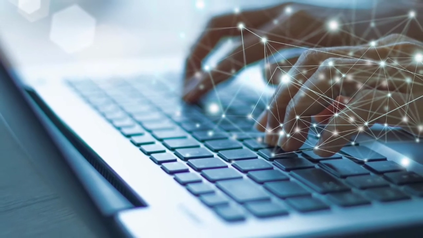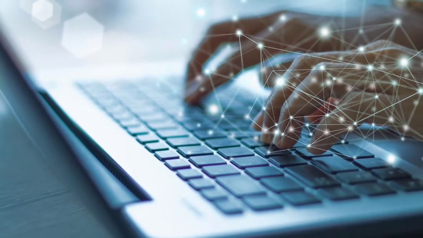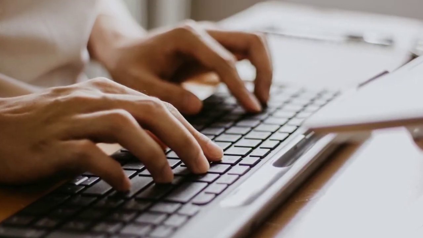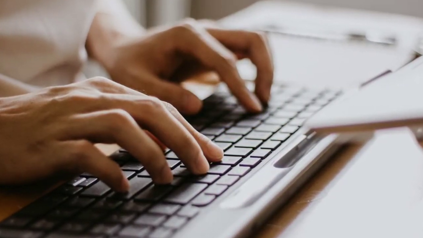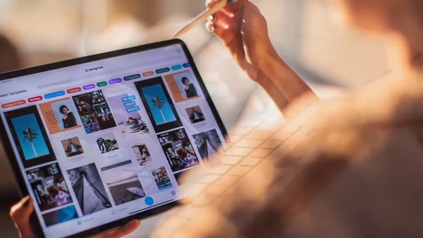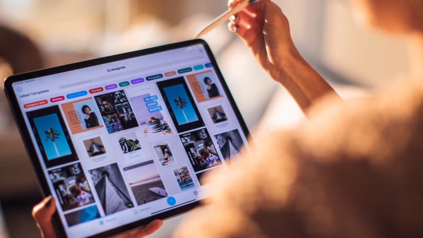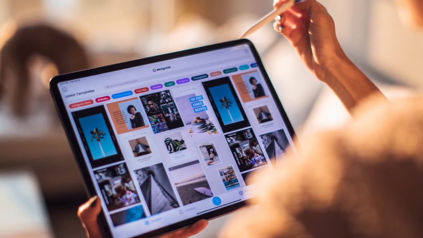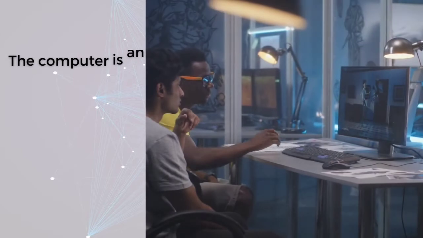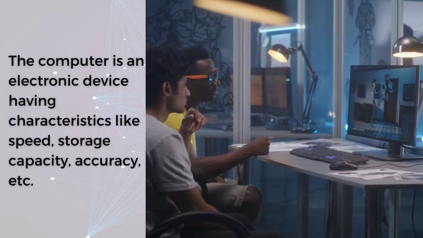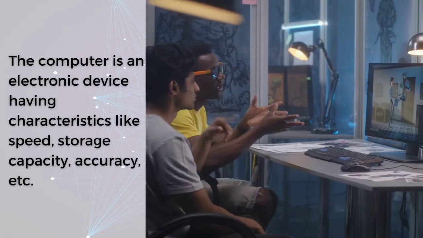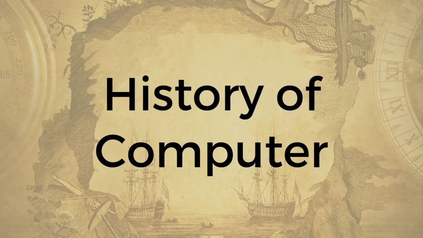One of the technologies that humans currently enjoy today is the computer. The computer has been of great help to humans because it's helped to achieve tasks more efficiently and effectively. A computer is an electronic device having characteristics like speed, accuracy, storage capacity, and so on and so forth.